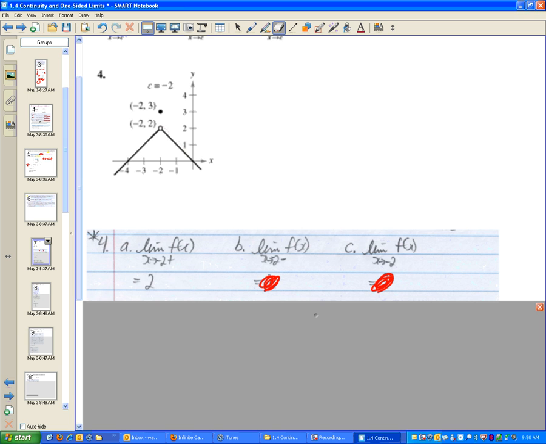Then to find the limit of f of x as x approaches -2 from the left, you move the x's closer to -2 from the left. And what's the y-coordinate approaching? 2. Since the limit from the right equals 2 and the limit from the left equals 2, the limit equals 2. So we found the limits.